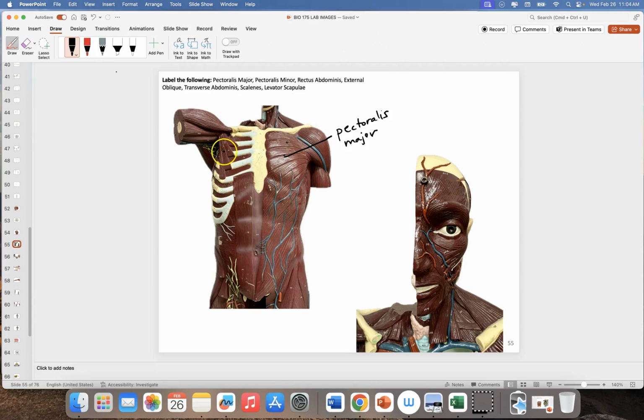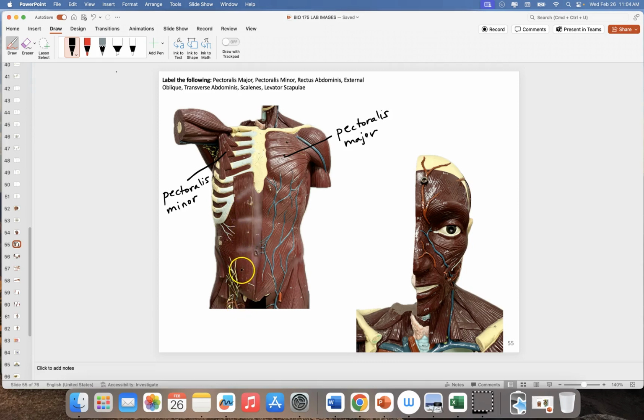And then on this side, deep to the major and smaller, that's why we call it minor, is the pectoralis minor. And the pectoralis minor allows us to depress and protract the shoulder. We can see several of our abdominal muscles.